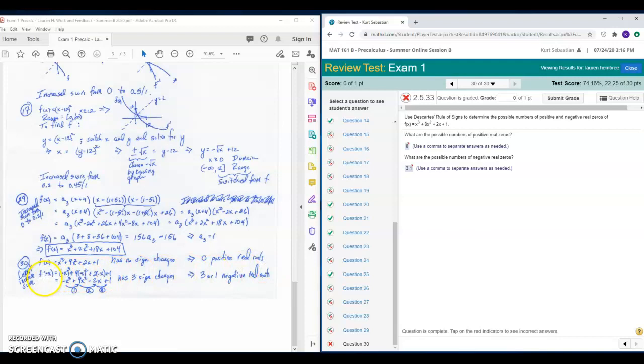Then you look at f of minus x and simplify it first to see if it has sign changes. So that's minus x cubed plus 9x squared minus 2x plus 1. So from minus x cubed to positive 9x squared is one sign change. From positive 9x squared to minus 2x is another sign change. And from minus 2x to 1 is another. So that has three sign changes, which means it will either have three negative real roots, or if I have two imaginary roots, it could only have one negative real root. But that's what Descartes' rule of signs says.